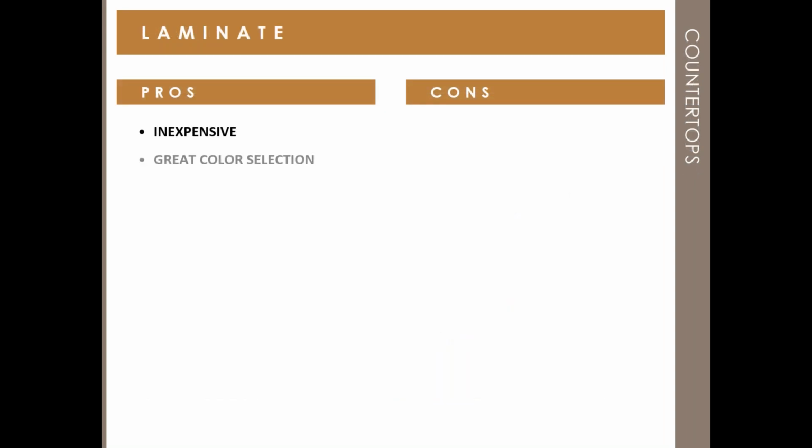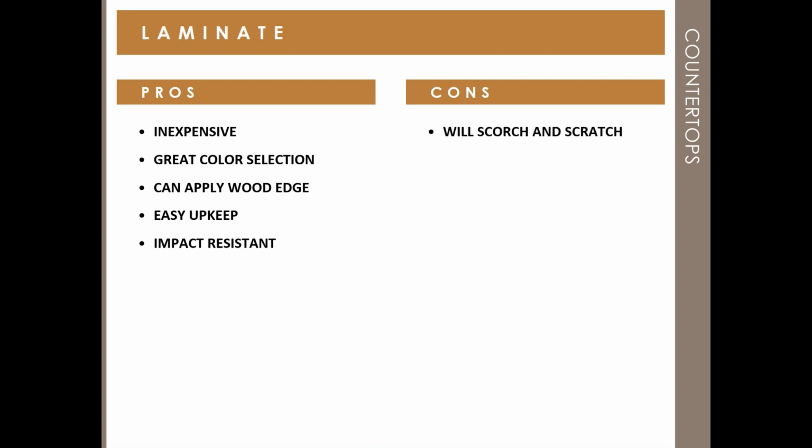Laminate: inexpensive, great color selections. You can apply wood edging to it. Easy upkeep. Impact resistant. Will scorch and scratch, just like the old days. Cannot repair it. Cannot clean it with abrasives.